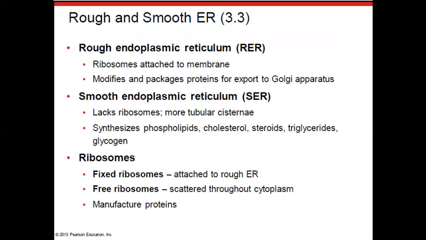The rough and smooth endoplasmic reticulum. We've introduced this structure, but we're going to talk in some more detail about them. The rough endoplasmic reticulum has ribosomes attached to it, those little circular structures that give the endoplasmic reticulum a rough appearance. That basically modifies and packages proteins for export to the Golgi apparatus. So the endoplasmic reticulum and the Golgi apparatus work really closely together, where proteins are produced in the rough endoplasmic reticulum. They get transported to the Golgi apparatus, and that's where those proteins produced in the RER get packaged into a vesicle.